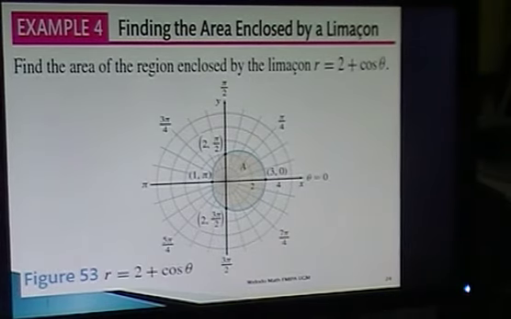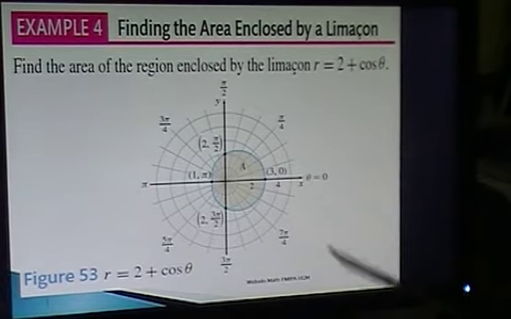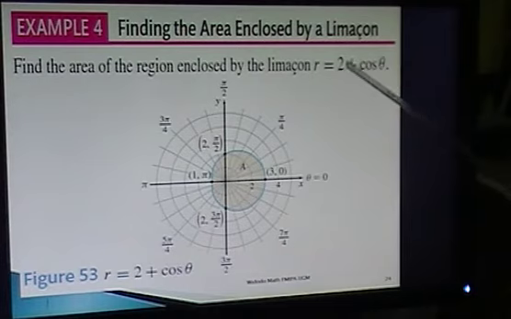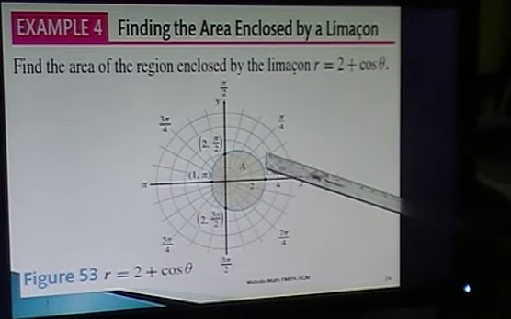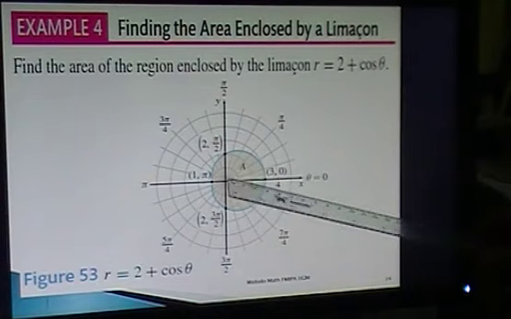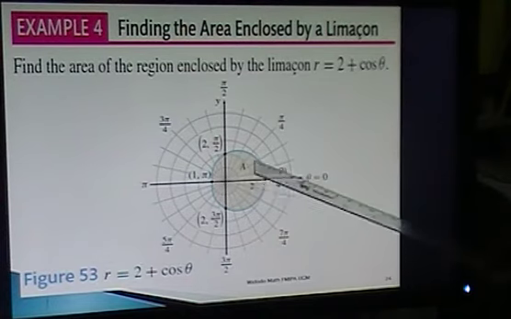The example 4. What about the Limacon curve? r is equal to f theta is equal to 2 plus cos theta. The curve in polar coordinate is like this. What is the area of r? The area.